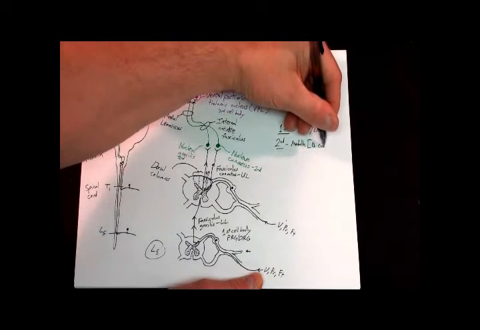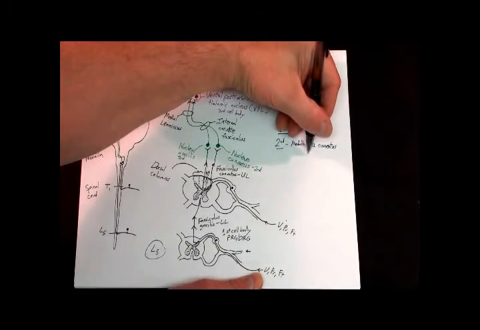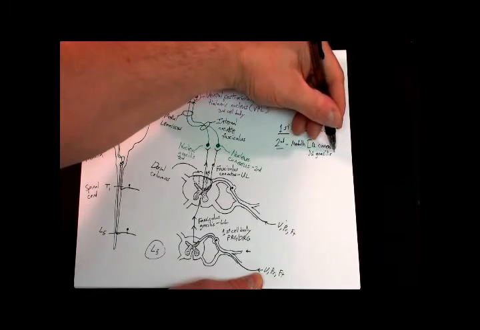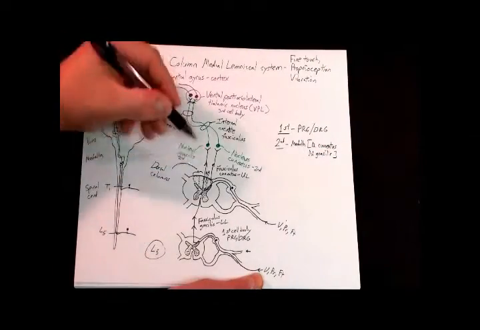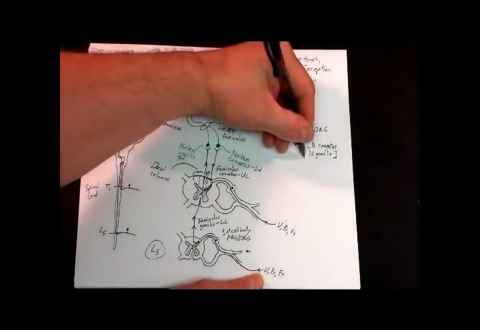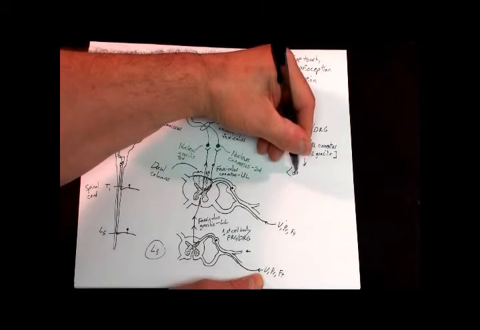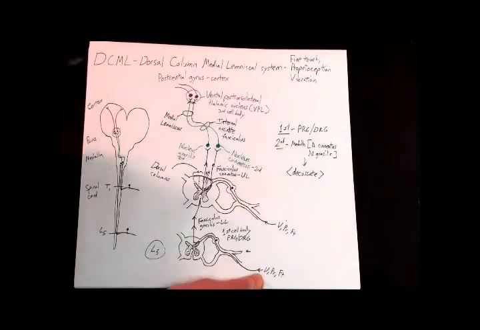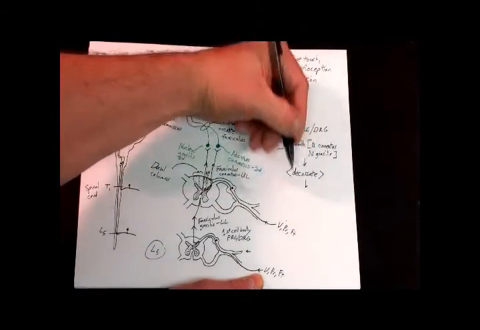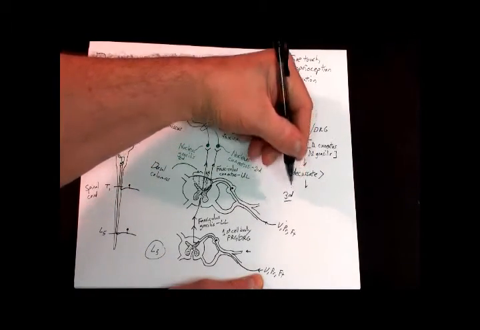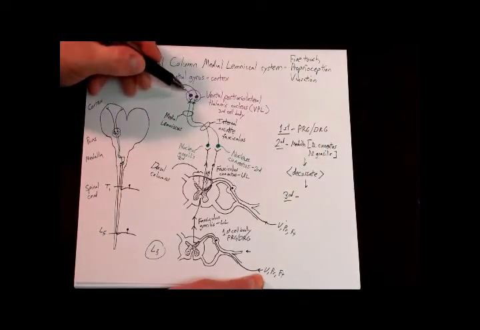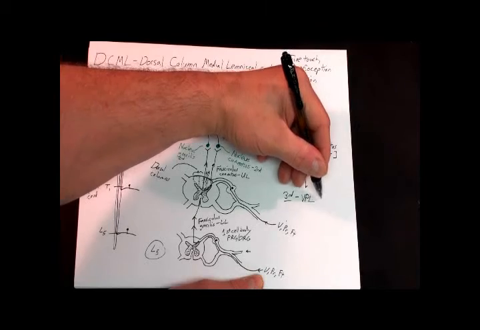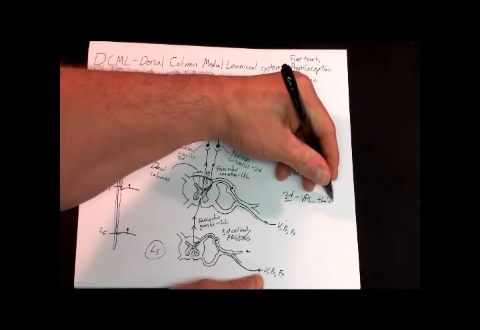Nucleus cuneatus, nucleus gracilis. And after they've synapsed there, they head up, and what's important is that in the internal arcuate fasciculus, they decussate. They cross over to the opposite side of the central nervous system. And after they decussate, they reach the third cell body in the chain, and they're all located in the ventral posterior lateral nucleus of the thalamus.